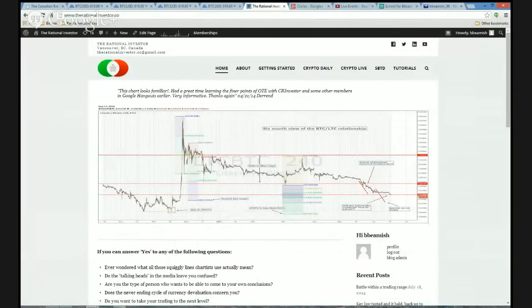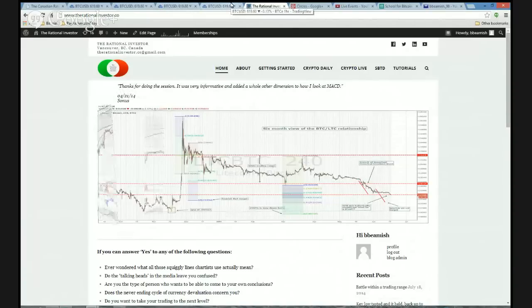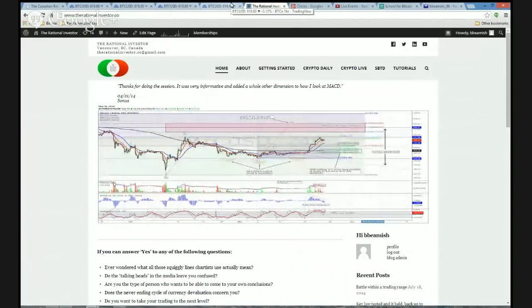So have yourselves a great day. Keep an eye on this bullish bot. Looks like things are rocking and rolling here. We might actually have a nice rip-roaring rally. We'll see how it goes. All right, so all the best. Have a great day, and we'll talk to you another day. Bye for now.